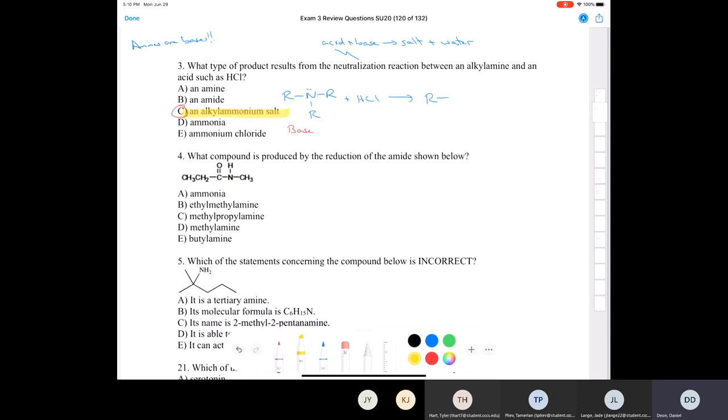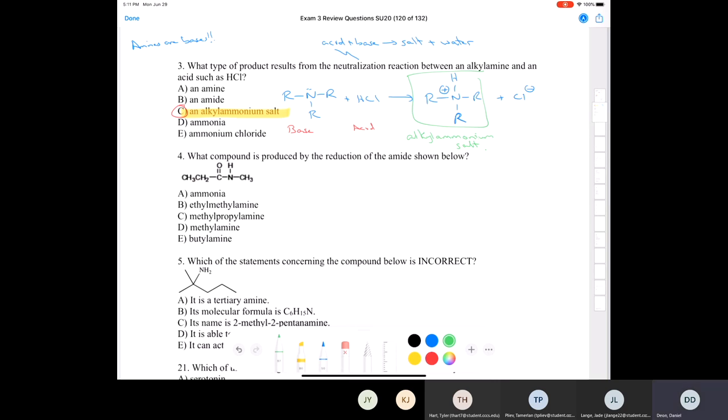Anyhow, an alkyl ammonium salt seems pretty reasonable to me. If we take a base plus an acid, we end up with a salt, but we end up with an alkyl what? An alkyl ammonium salt. So we end up adding a proton to this nitrogen from our amine, and that's going to have a positive charge. And then we're left over with the chloride ion. We call this ion right here an alkyl ammonium salt. All right, there we go.